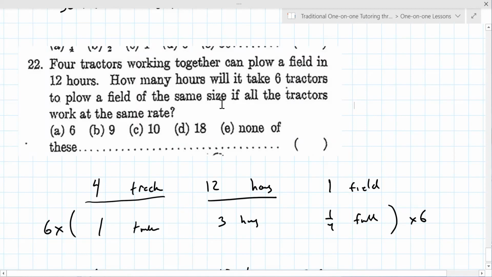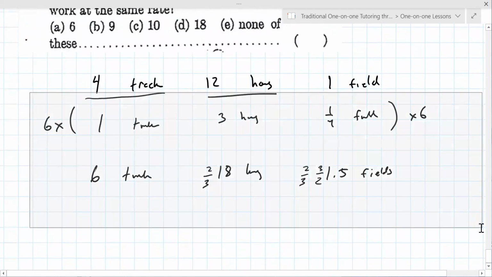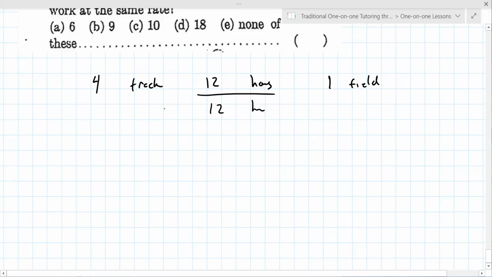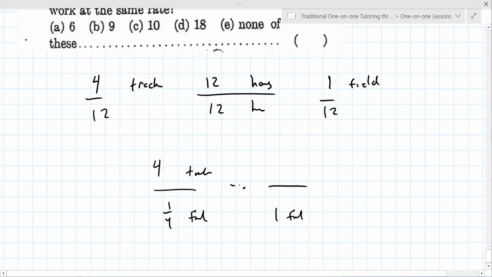It has to be faster because they've got 6 tractors instead of 4. So each tractor. Okay, so maybe we're doing this the wrong way. Let's look at this one more time. So in 1 hour, 1/12 of the field in 1 hour. 4 tractors is 1/4 of the field. So if we want 1 field and we have 6 tractors, it's not going to work. Yeah, I don't know. I'm sorry. We're going to have to just move past this. There's something here that I'm not seeing right away.